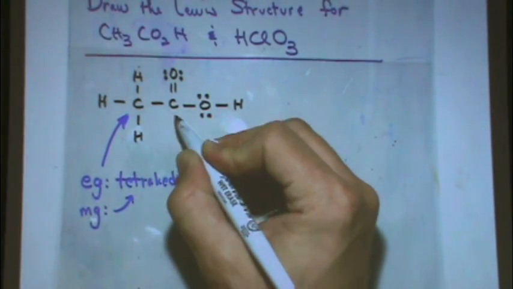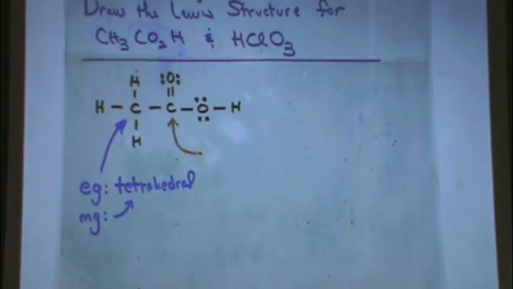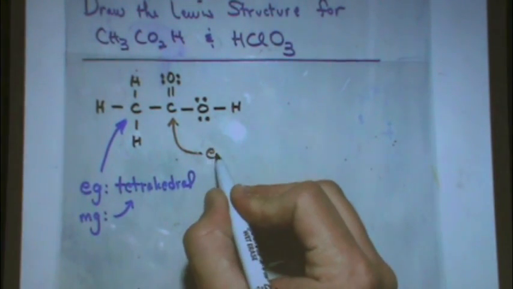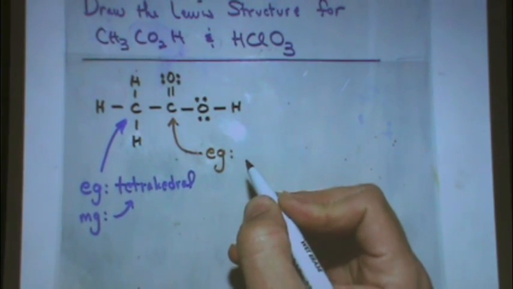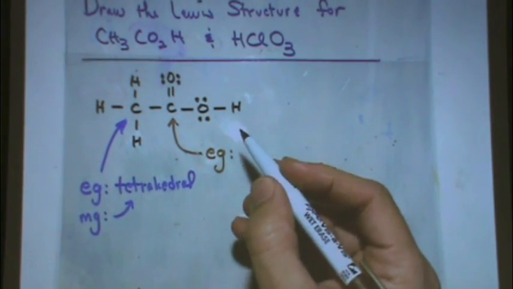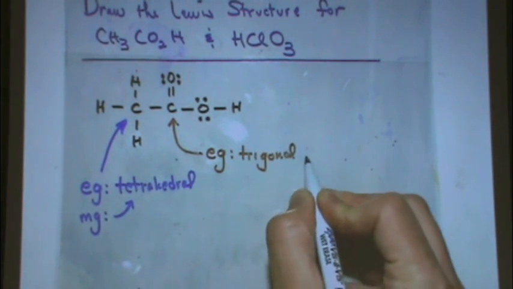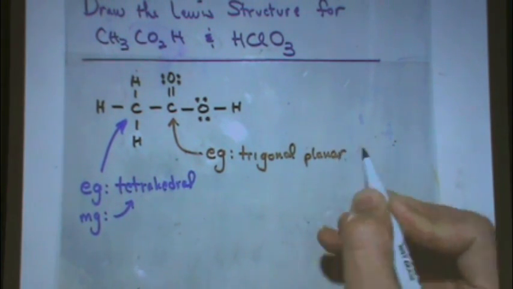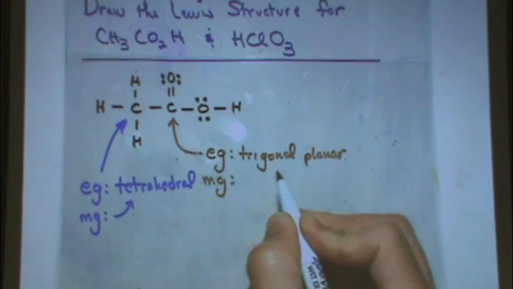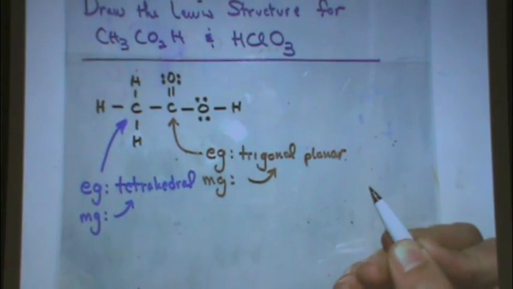This carbon here, we have to do this for all central atoms. So that would be all atoms that are bonded to 2 or more other atoms. Any atoms bonded to 2 or more other atoms, we have to do shape. Okay, so this carbon, electronic geometry, how many groups? Count 3, the double bond counts as one group, so we call this trigonal planar. And the molecular geometry, because there's no lone pairs, is the same.